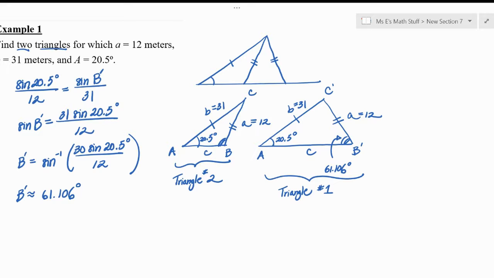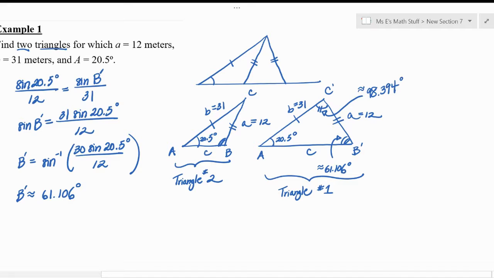So let's see. We know 2 angle measures, and it would be really easy to get the third just by using the fact that everything adds up to 180 degrees. So let's solve for angle C. We're going to do 180, take away my last answer, and then take away 20.5. And now we know what angle C is. The measure of angle C is approximately 98.394, it looks like.